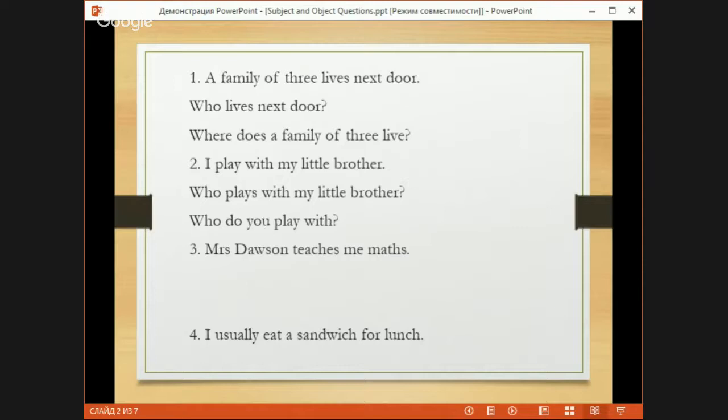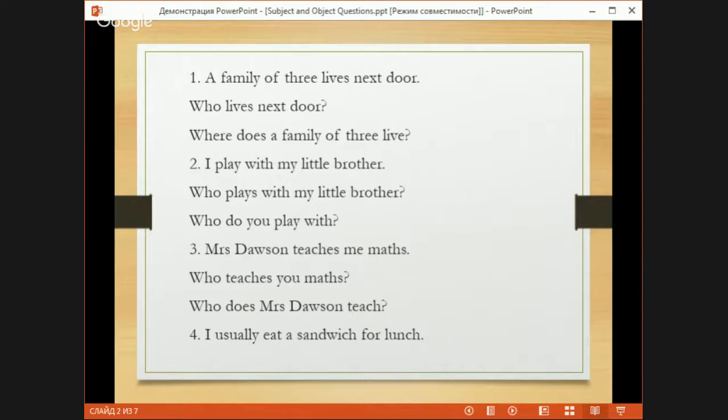Mrs. Dawson teaches me math. Mrs. Dawson is the subject. So the question is, who teaches you maths? Me is the object. Sorry, my mouse disappeared. Me is the object. How do we make the question? Who does Mrs. Dawson teach? She teaches me.